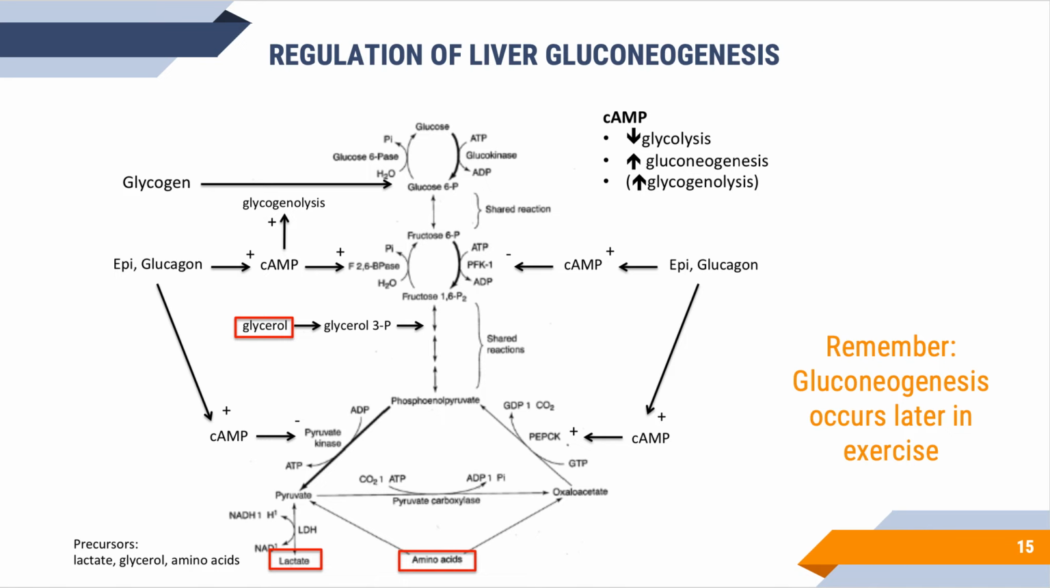Importantly, the role of cyclic AMP here. So we saw in the last slide that cyclic AMP promoted glycogenolysis. So same idea, we want to break down glycogen or form glucose in order for ATP production. If we want that, we probably would equally want the synthesis of glucose through gluconeogenesis.